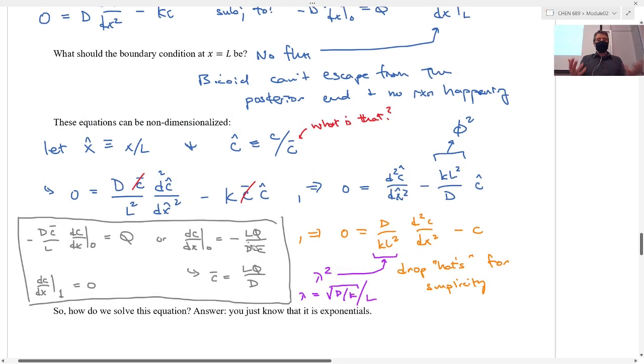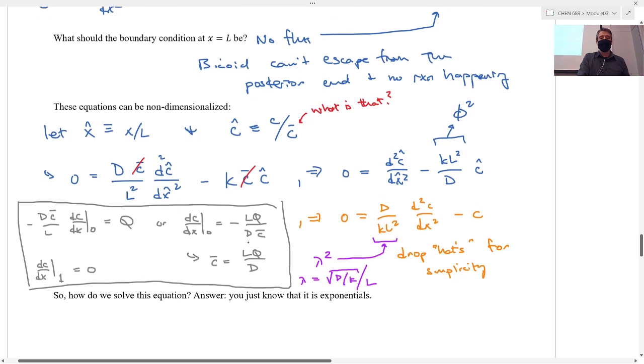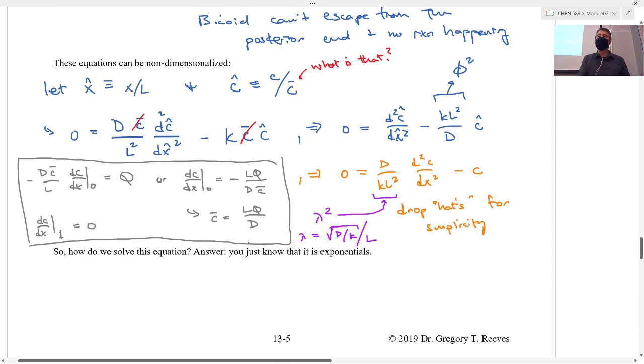All right, so we have this equation, we have these boundary conditions. How are we going to solve them? And the answer is, you just know. You just know the answer, and the answer is it's exponentials. Now, you get used to that as you do this kind of stuff over and over again. But if you're not used to it yet, you're kind of like, this seems like a cop-out, right? We're supposed to be able to reason things out logically or rationally, rather than just being told the answer.